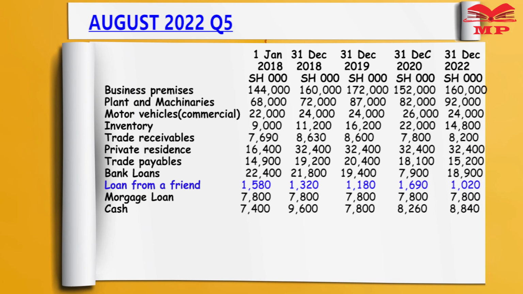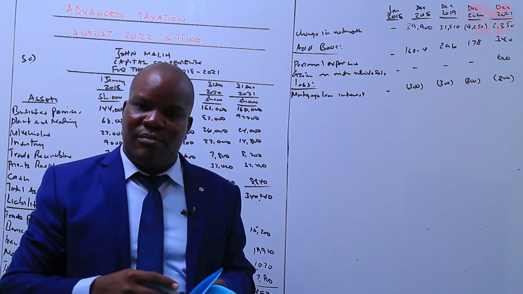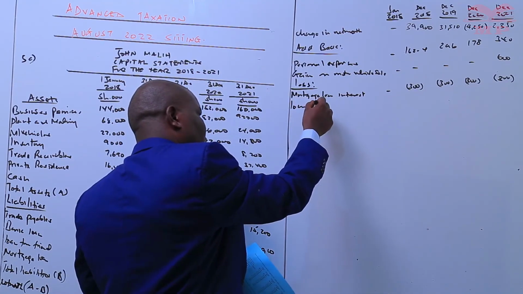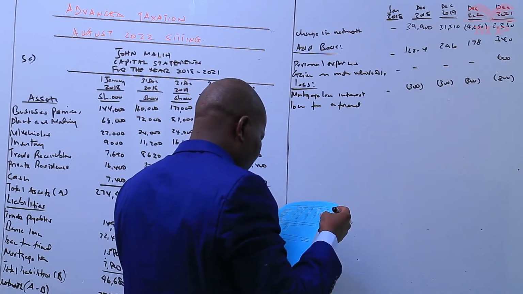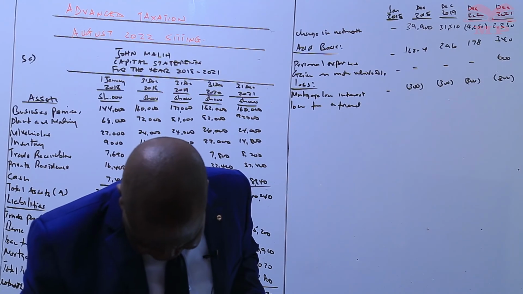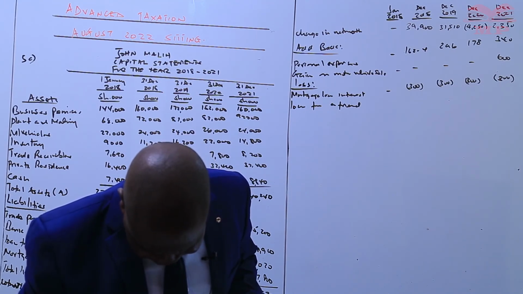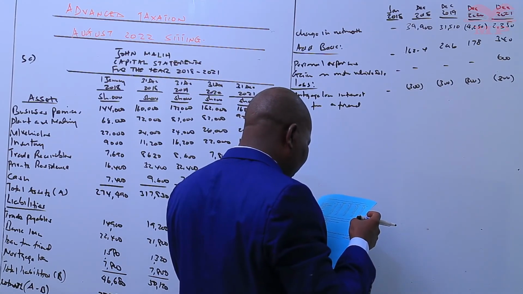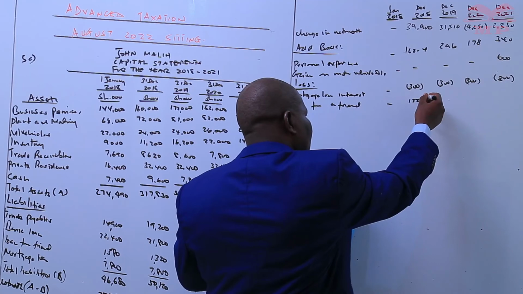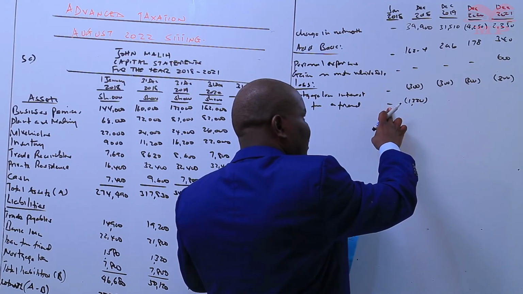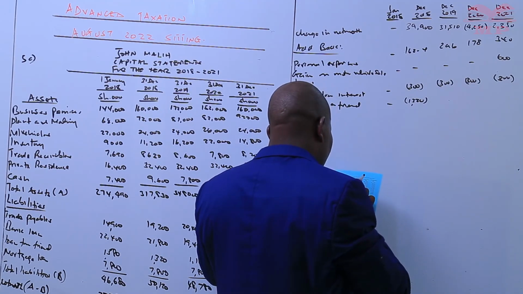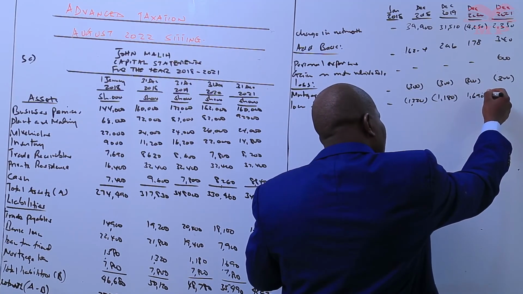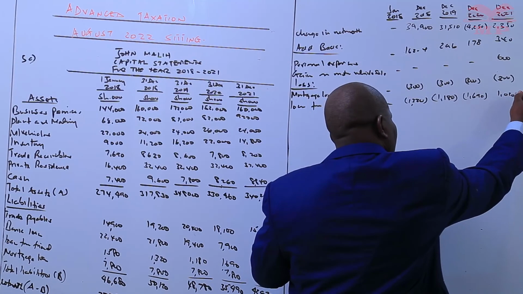And lastly, we have this item called loan from a friend. Now, loan from a friend is not a business item. Again, it is not a taxable income. So because of that, we deduct it to this point. So we write here loan from a friend. 1580 in 2018 January, but 1320 here. If you're keen, I'm ignoring January 2018 because we are not using it anymore. 2019 1180, 2020 1690, and 2021 is 1020.